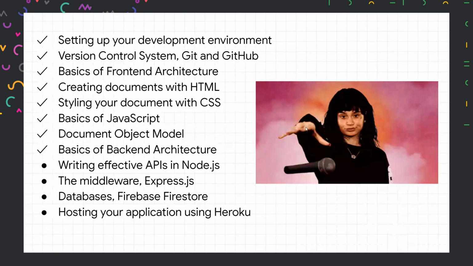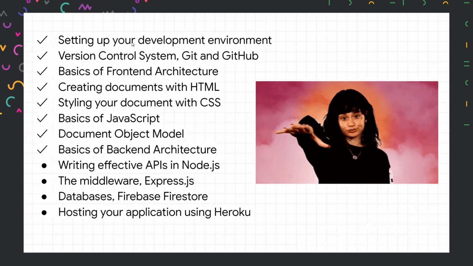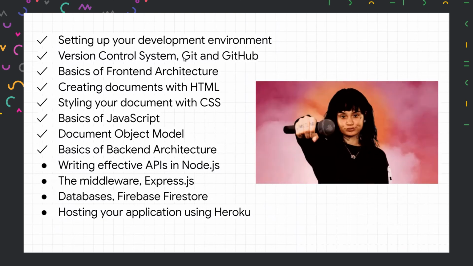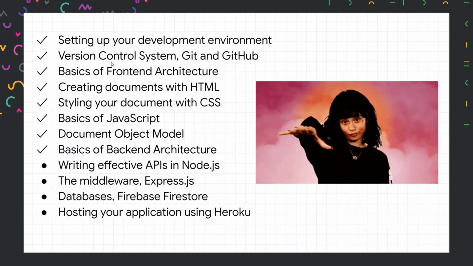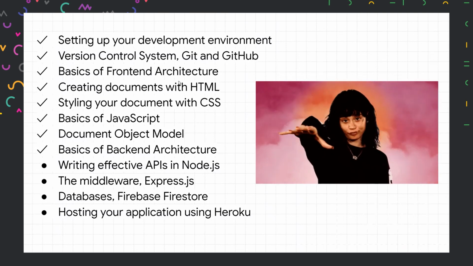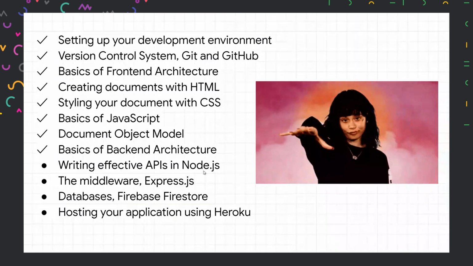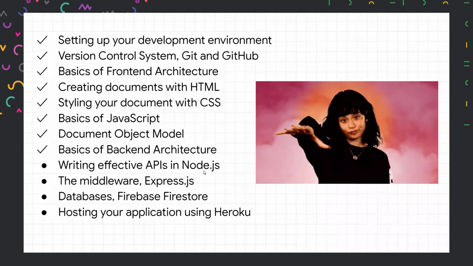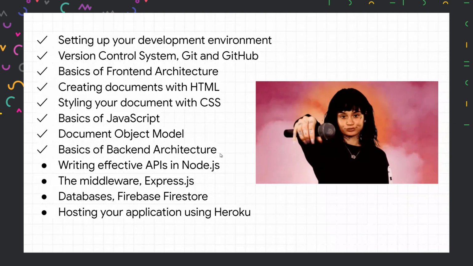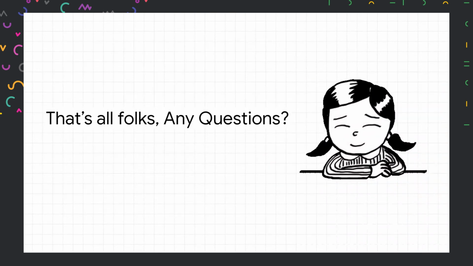Now let us have a recap of what all we completed. On day one, we completed setting up our environment. We learned how to use Git and GitHub, and then we learned about the basic architecture of the front end. Then we learned how to create the architecture using HTML, CSS, and JavaScript. In JavaScript, we learned how to do DOM manipulation so that we can bring interactivity to our application. And then today, we learned about the basics of backend architecture. So that is all for now. Do you have any questions?